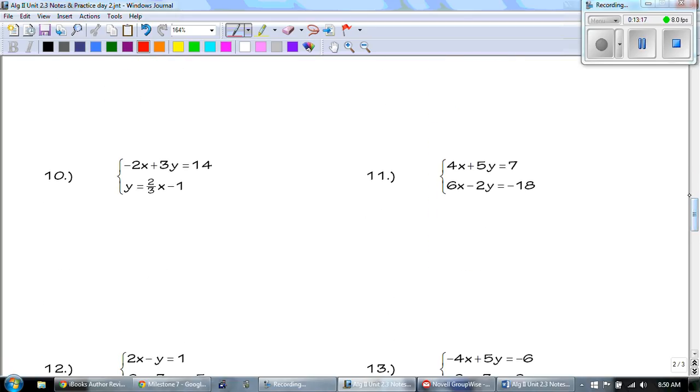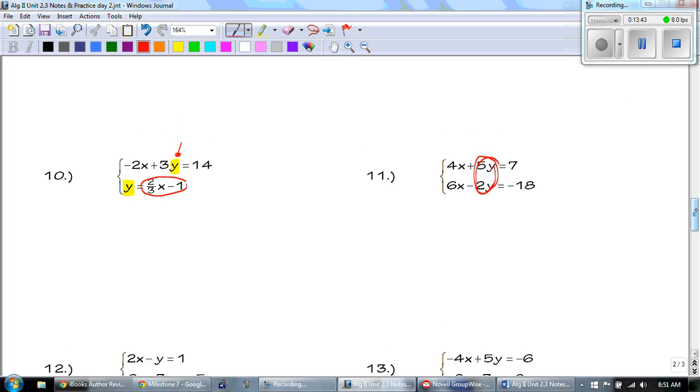All right, don't be scared about number 10, like, oh, there's a fraction. Yes, there's a fraction. You're in Algebra 2. You can handle it. Okay, it's set up for substitution. And number 11, the last one that I'm going to help you set up, I would cancel the y's, okay? And it's set up for elimination, okay?